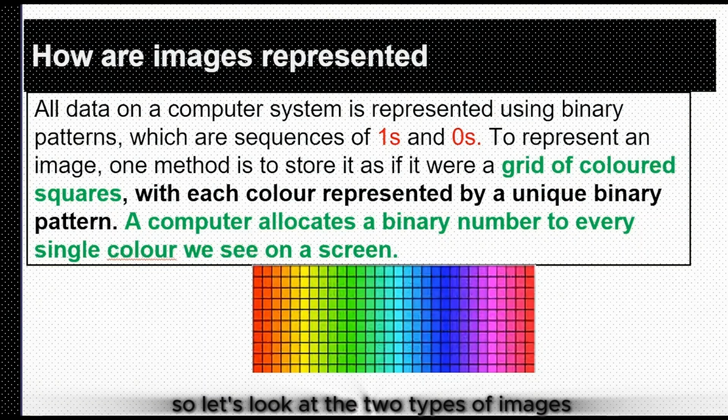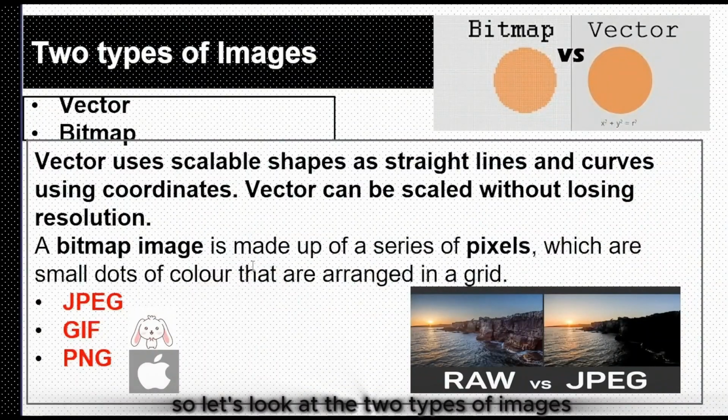So, let's look at the two types of images which are really important for GCSE. One is called vector and the other one is called bitmap. Now, vector graphics use coordinates X and Y. So, when you scale them, they will not lose their resolution. You might say, what is resolution? We will look at resolution in our next video.